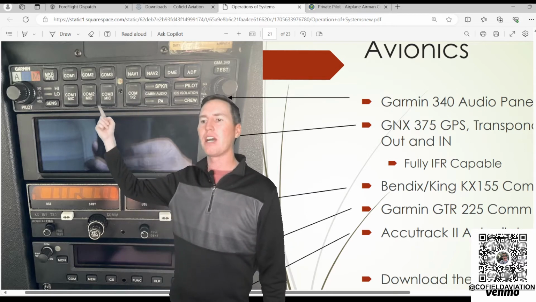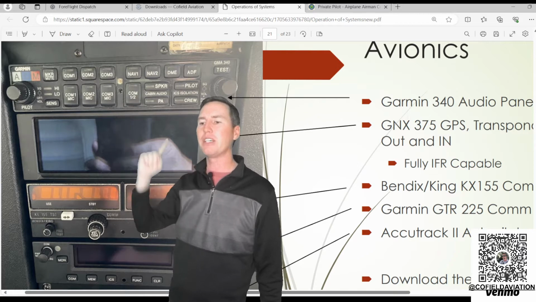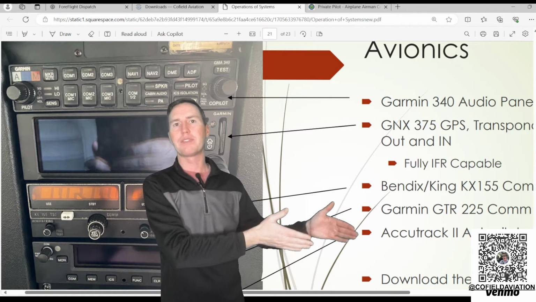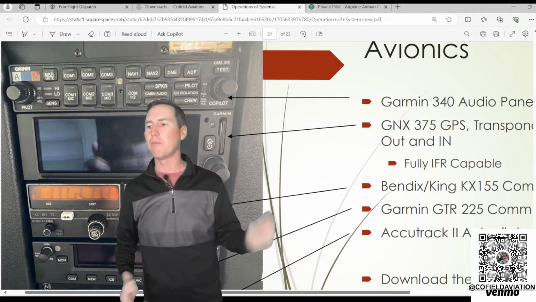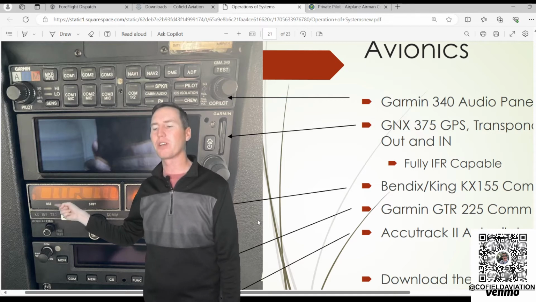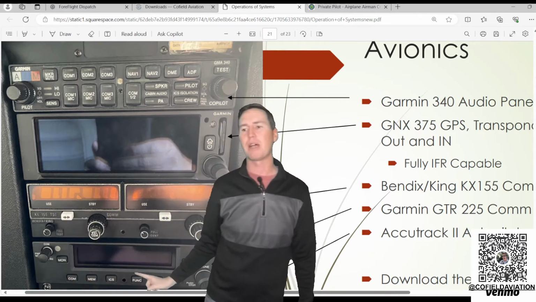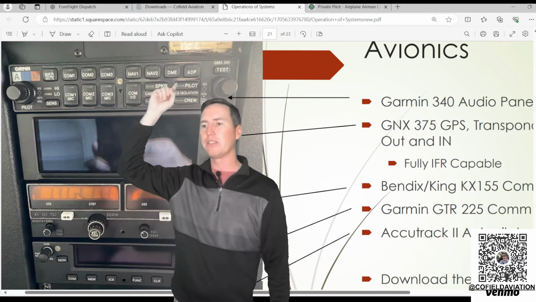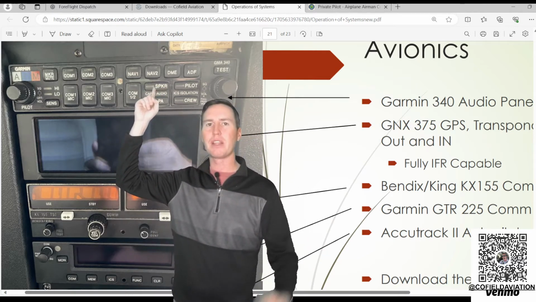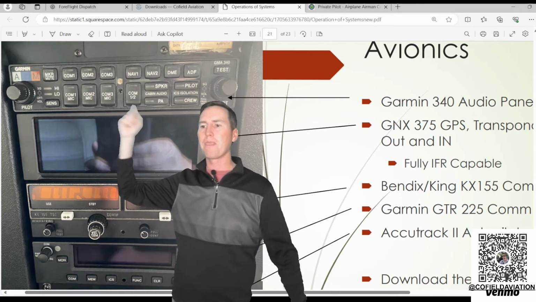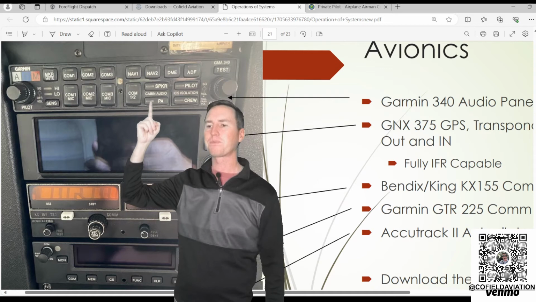We don't have a COM 3, so don't even worry about that. COM 1 and 2 button, what that does is that will split. The left seat pilot will be talking on COM 1. The right seat pilot, the co-pilot, will be talking on COM 2. So it just splits it. This is a speaker button. So everything that you're hearing, listening wise, here will be going over the cockpit speaker.